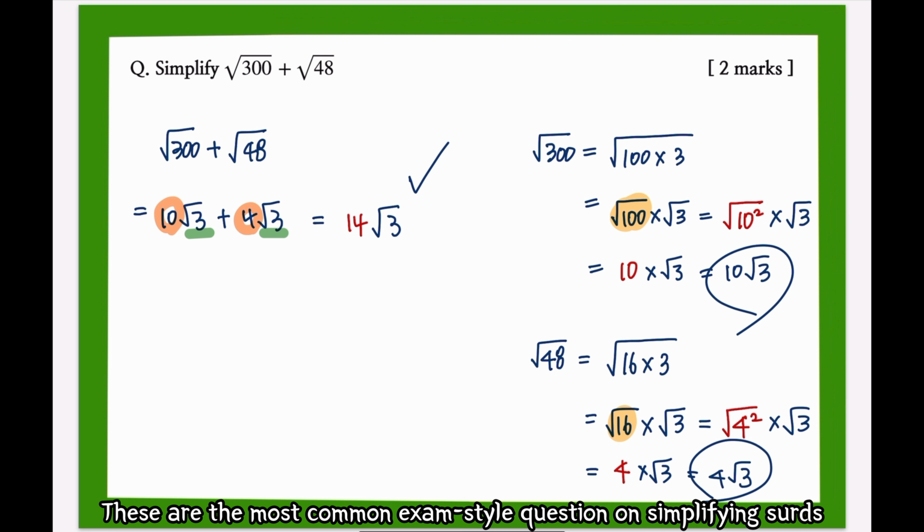These are the most common exam-style questions on simplifying surds that appear almost every year.